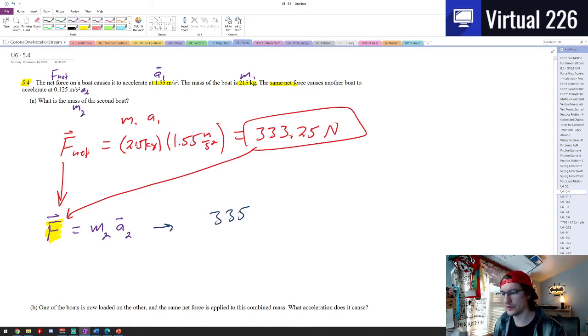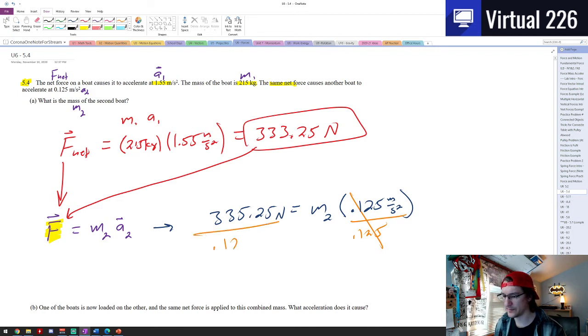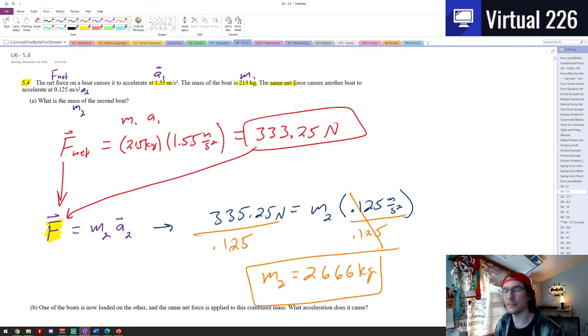Down here we'll see that we're going to have 333.25 equals mass 2 times the acceleration of 0.125 meters per second squared. If we simply divide by the 0.125 on each side, we're going to get our second mass, and that mass is going to be equal to, oh, it's a doozy, 2,666 kilograms. So that's a big boat, okay?